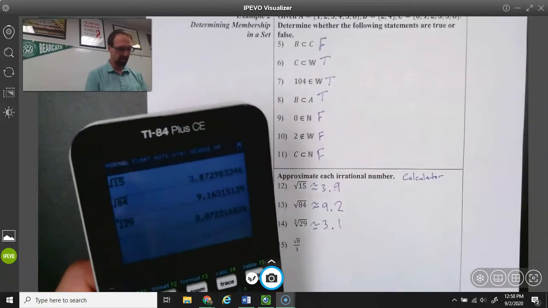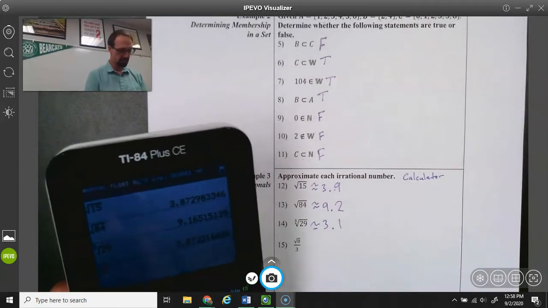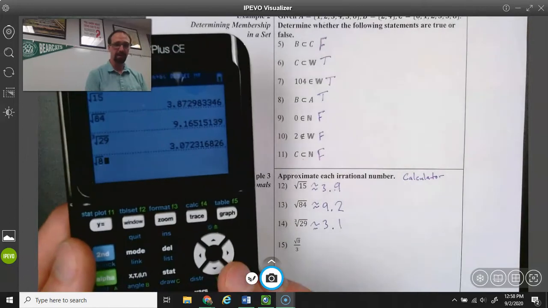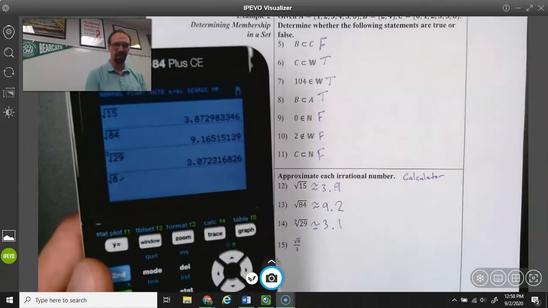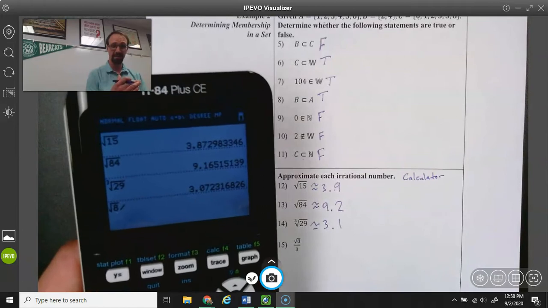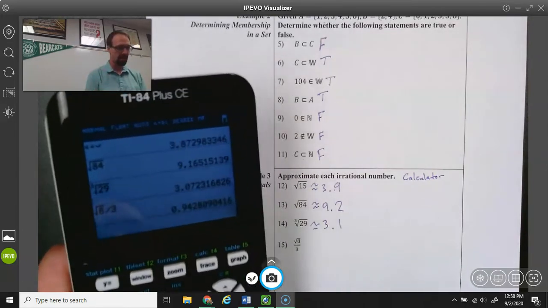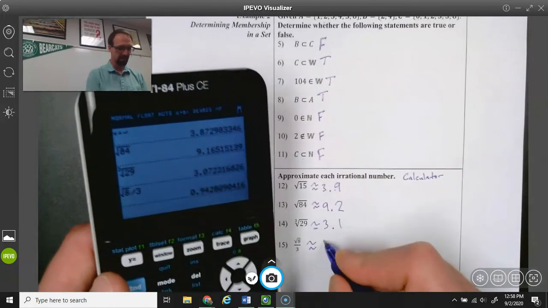And then here I have the square root of 8, and then divided by, notice I used the right arrow key to move over. I just want to have the square root of 8 underneath the radical. I don't want to have the entire thing underneath the radical. I get a different value if I do that. And this is approximately 0.9.